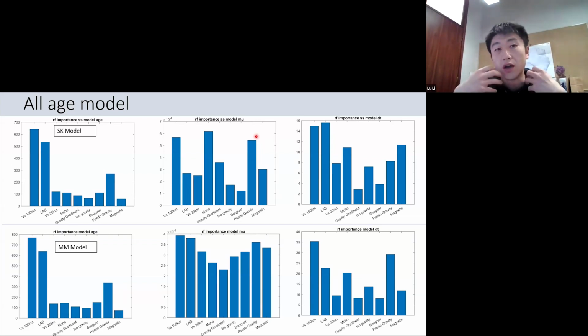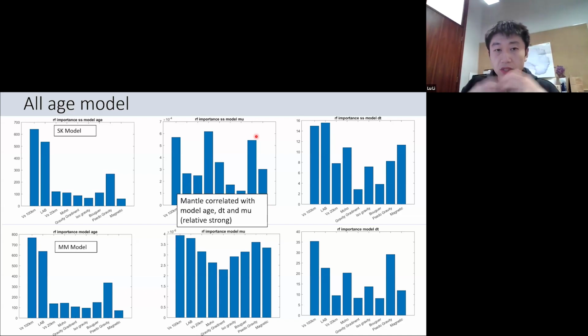That's one thing sensitive to changes in the mantle, also a mix in the crust. We'll go back to this point later in the talk. So basically we see the mantle correlate with model age, delta T and mu, and the correlation is relatively strong here. And remember, we have three different age classes, so we're going to zoom in on each age class to see if there are internal variations as well.